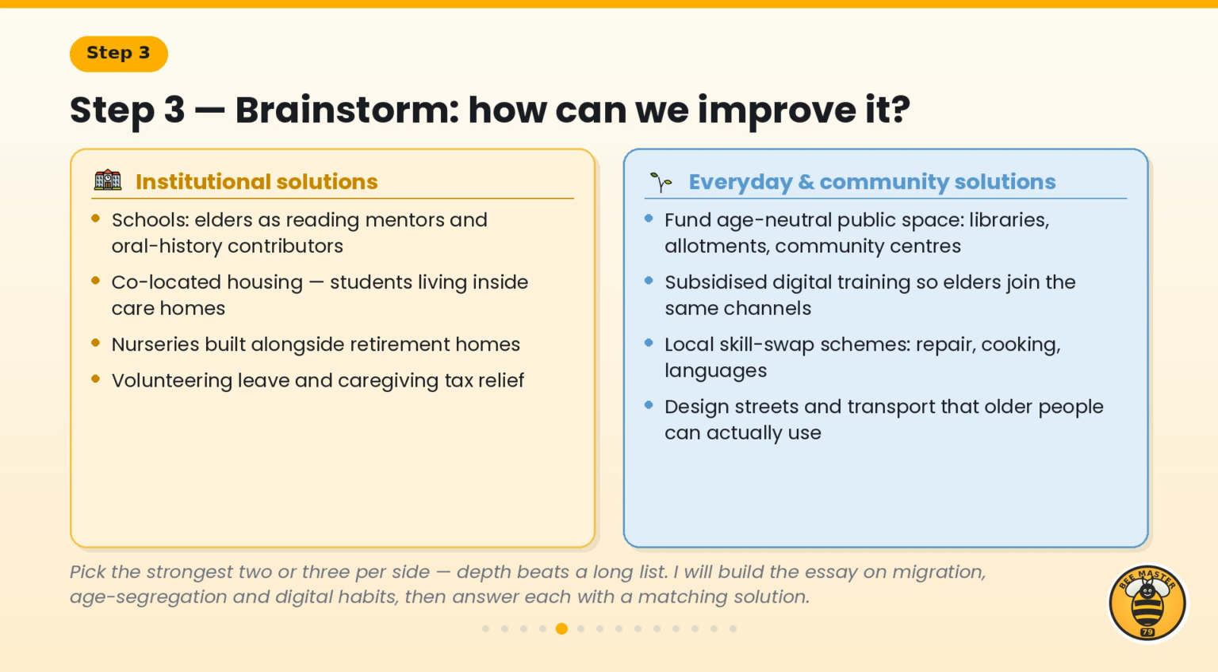Everyday and community ideas fund age-neutral public space such as libraries and allotments, subsidize digital training so older people join the same channels, run local skill swap schemes, and design streets and transport that older people can actually use. Pick the strongest 2 or 3 per side, depth beats a long list. I will build the essay on migration, age segregation and digital habits, then answer each with a matching solution.